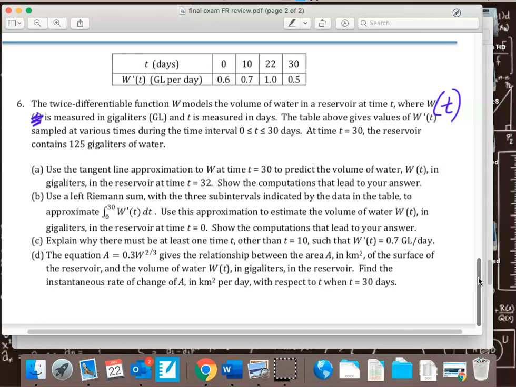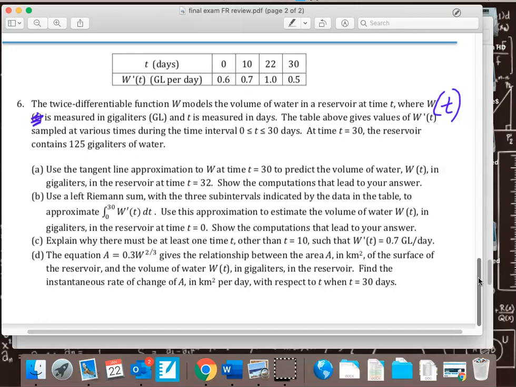Part B, left Riemann sum with the 3 subintervals indicated by the data in the table to approximate the integral from 0 to 30 of W prime. Use this approximation and maybe a little bit of other information to estimate the volume of water in gigaliters at time 0. Show the computations that lead to your answer. Ooh, part C, my favorite part. Explain why there must be at least one time t other than 10 such that W prime equals 0.7.